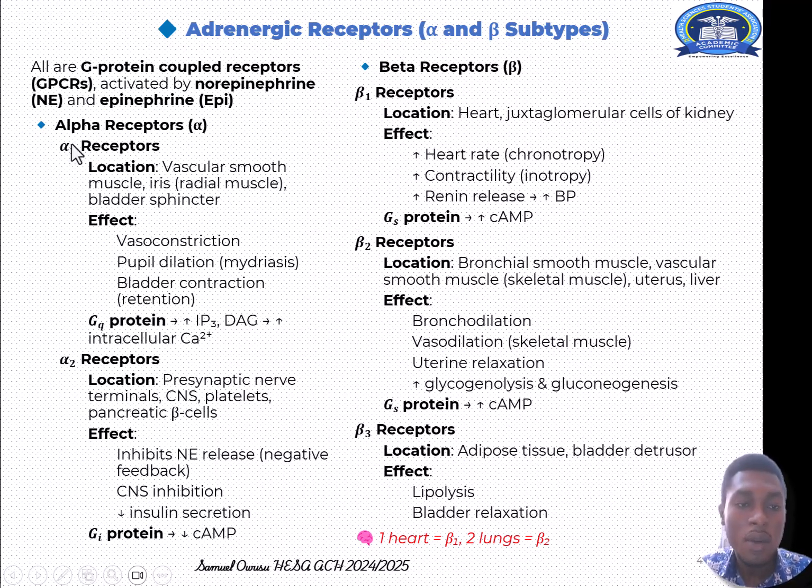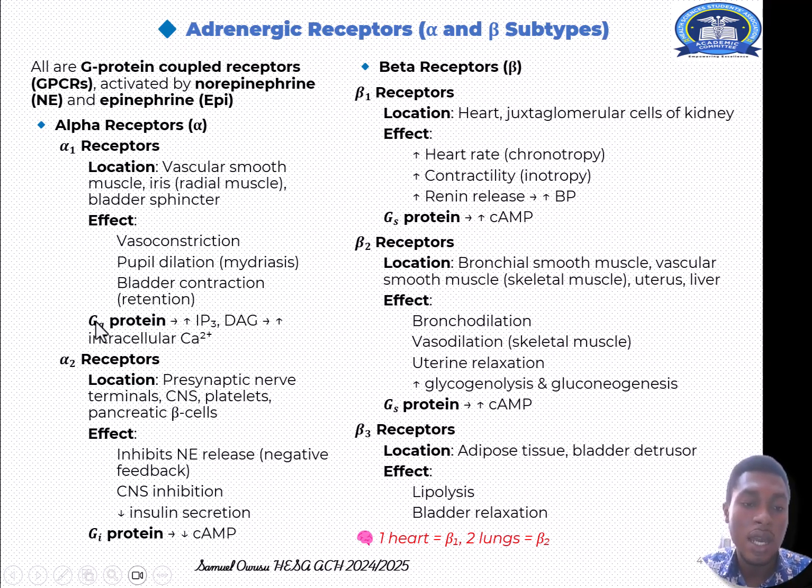Okay, now, when you take the alpha receptors, mostly we have two divisions for each alpha: alpha 1 and alpha 2. Alpha 1 receptors are located on the vascular smooth muscles, so on the blood vessels, and then the iris and then bladder sphincter. On the blood vessels, they tend to cause vasoconstriction, so they constrict the blood vessels, so that would in turn also affect the BP. There's also pupillary dilatation, like we mentioned, and then the bladder contraction. So that's causing urinary retention.